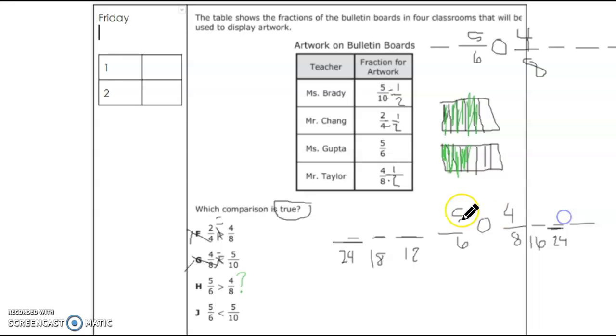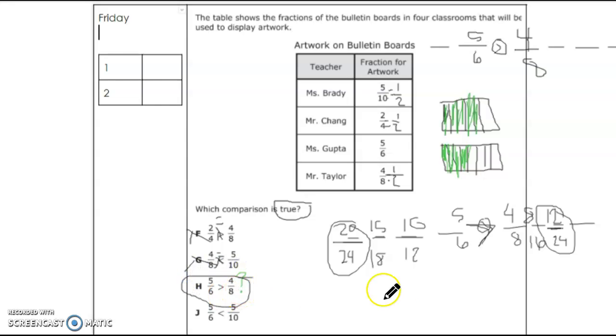So now let's see what the numerators would be. So I got 5, 10, 15, 20. So I have 20/24 compared to 4/8, 12/24. So which one's greater, 20/24 or 12/24? Yeah, 20/24 is going to be greater. Therefore, 5/6 is greater than 4/8, and H is good to go.